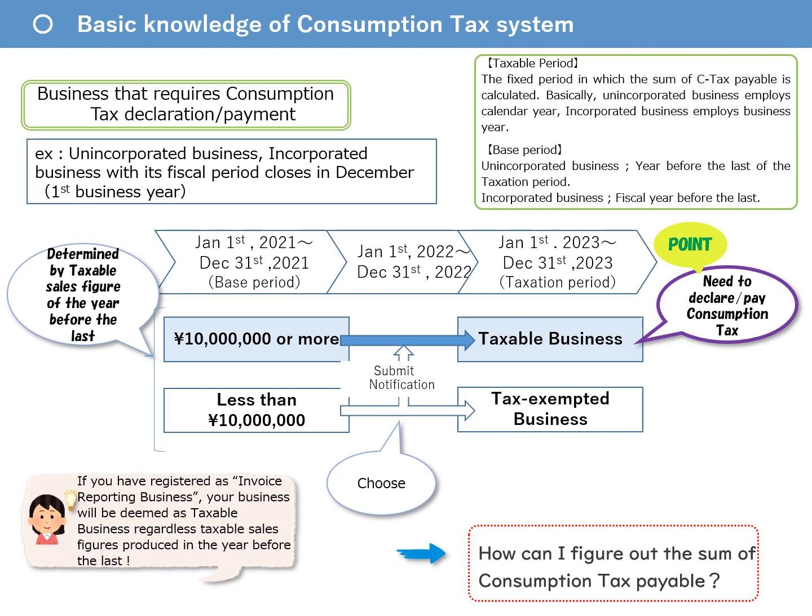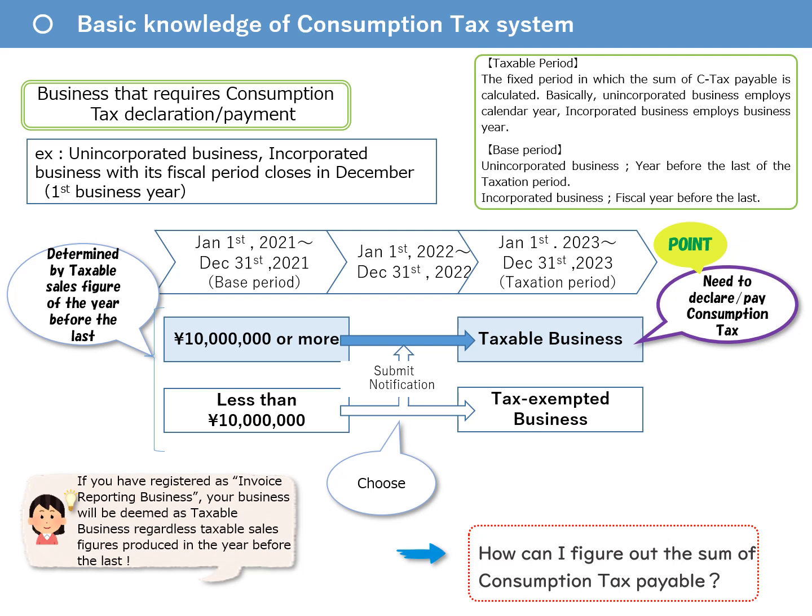Basic factor is the categorization by taxable sales figures during the base period. Taxable sales is the sales figures before consumption tax is levied. Note that this taxable sales includes sales figures from export transactions. Base period means a year before the last of declaration if your business is an unincorporated business, and the fiscal year before the last if your business is an incorporated business.